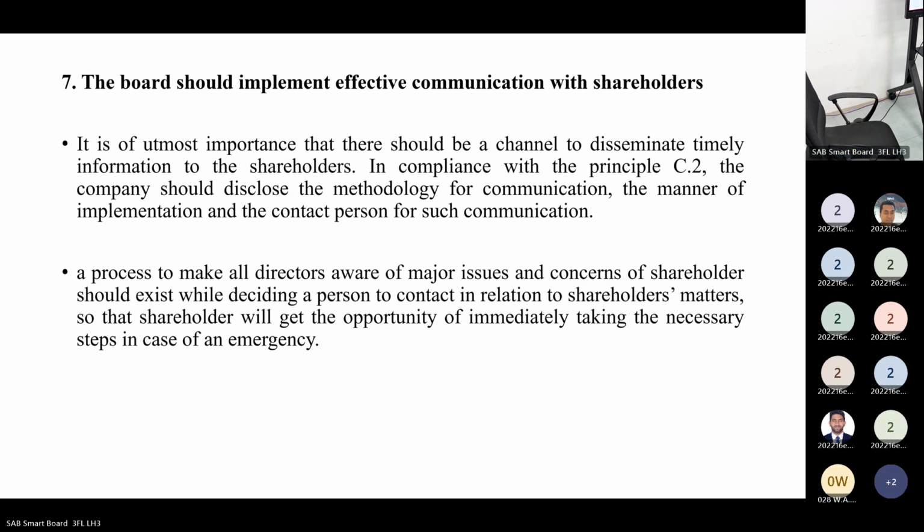Right? The board should implement effective communication with shareholders. So this part talks about how you are going to connect with the shareholders, how you need to communicate with the shareholders.